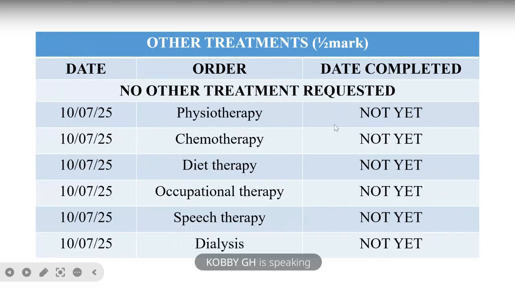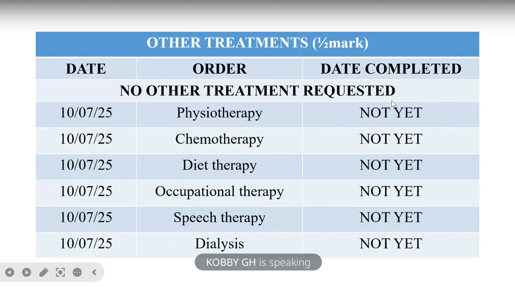Okay, then you write the date completed, write not yet. Don't search for any date completed. Don't ask anybody. Don't move to the next station. Write not yet over there. Are we good? Please, are we good?